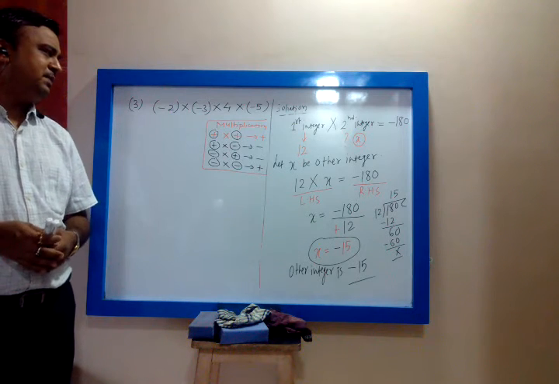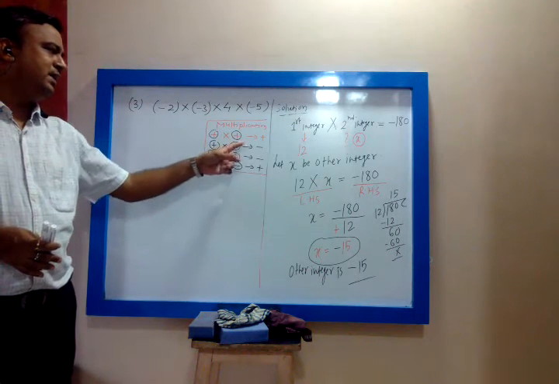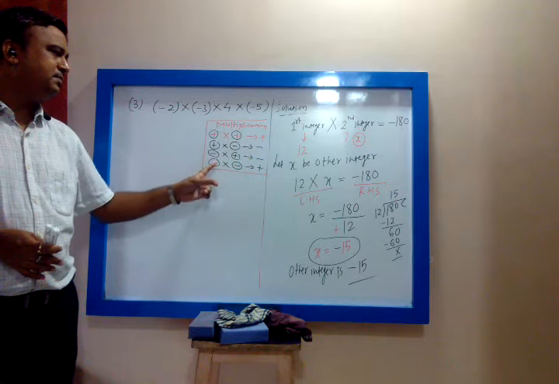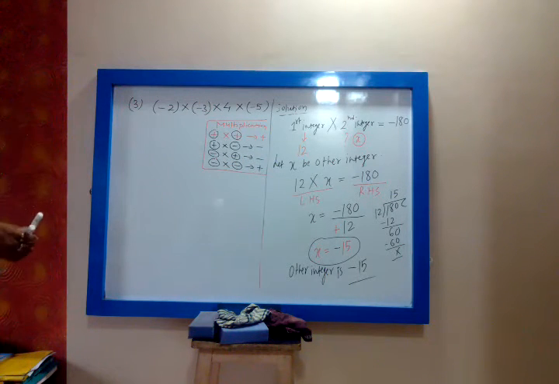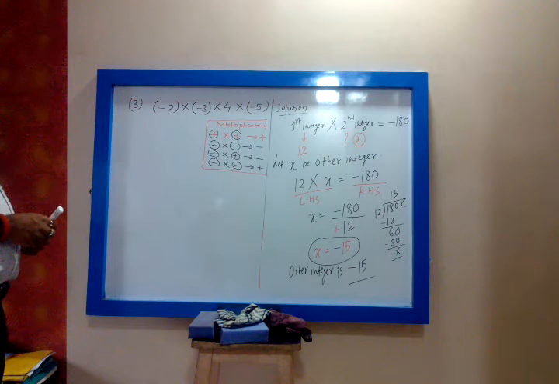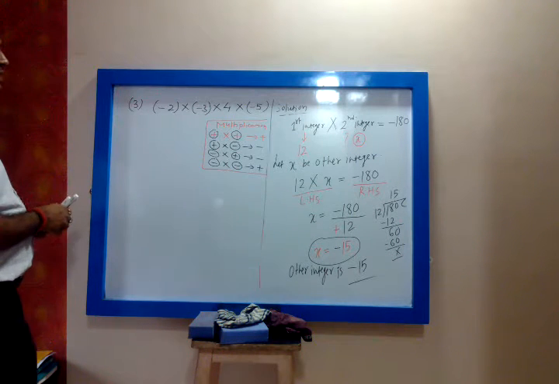Plus into plus is plus. Plus into minus is minus. Minus into plus is minus. Minus into minus is plus. So using this table, we will see the sign. First I will multiply the sign.